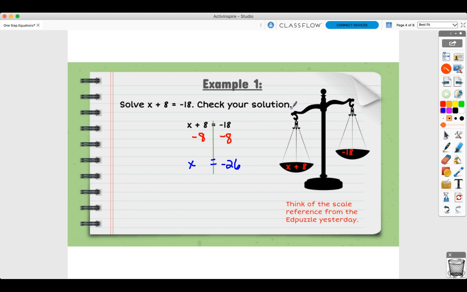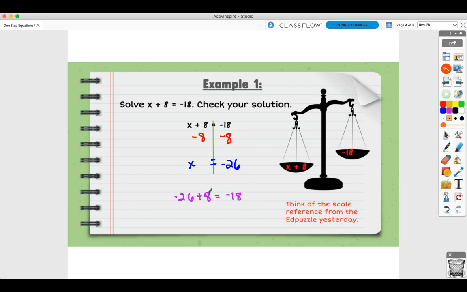Now I was talking about checking your solution. This is something that I want all of you to do for the time being. So you're going to take that original equation and you're going to substitute negative 26 for x. So that's going to be negative 26. I'm going to try to use purple here. Negative 26 equals, whoops, not equals. It's x plus 8, so negative 26 plus 8 equals negative 18.